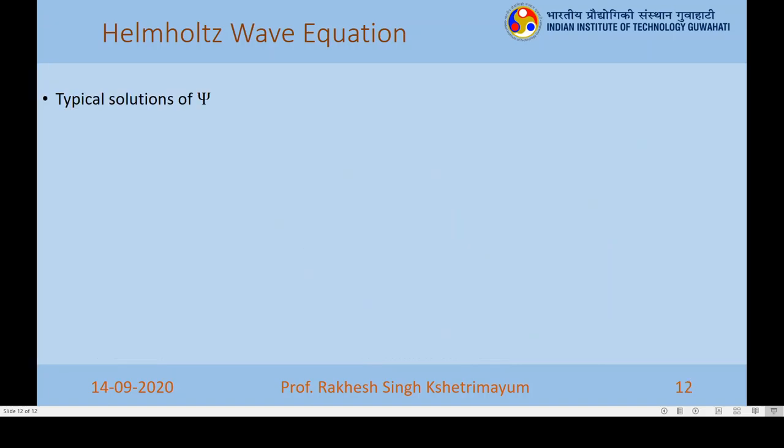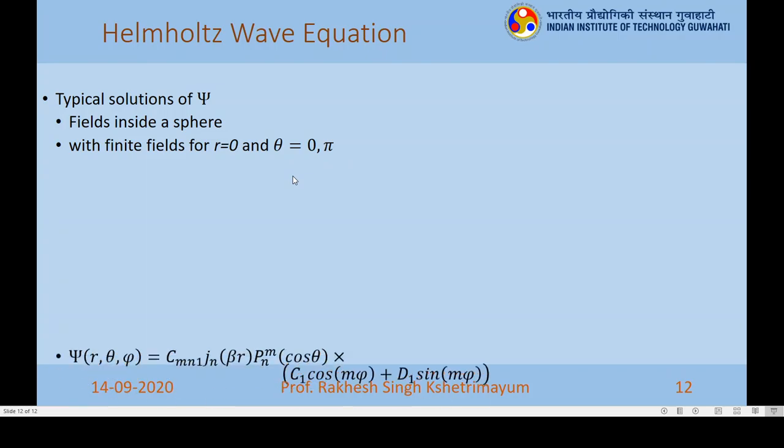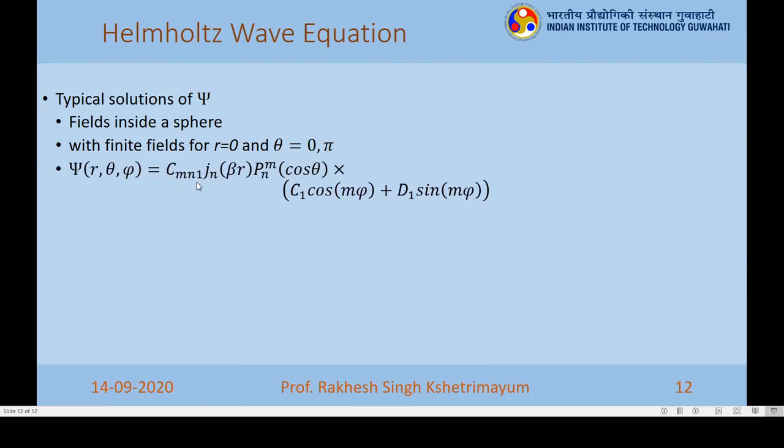So we have got all the solutions for psi. Psi has three components. It's the product of three functions r, capital theta, and capital phi. So we want to discuss the typical solutions of psi. What are typical solutions of psi? Let's say I want to find fields inside a sphere, and I need to have finite fields at r equal to 0 and theta equal to 0, pi. In that case, psi will have a solution like this.